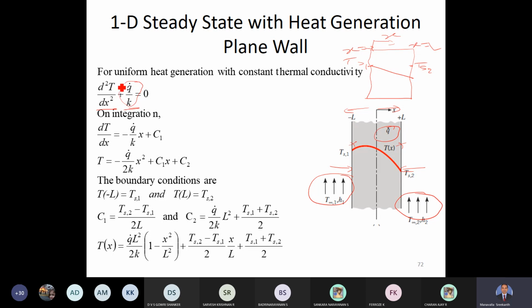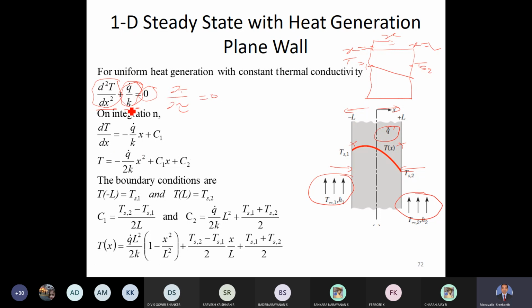So the first term, ∂²T/∂x², is the heat conduction term in the x direction, and this is the heat generation term. On the right hand side we have 0. That means this transient term ∂T/∂τ is equal to 0. So this is the steady state term, ∂T/∂τ is equal to 0. That's why the right side is 0.